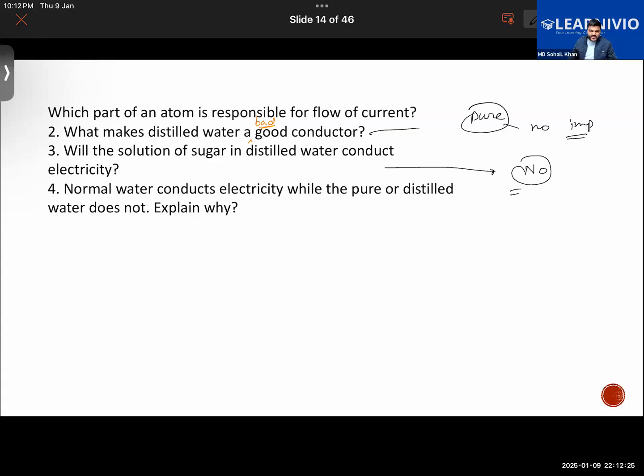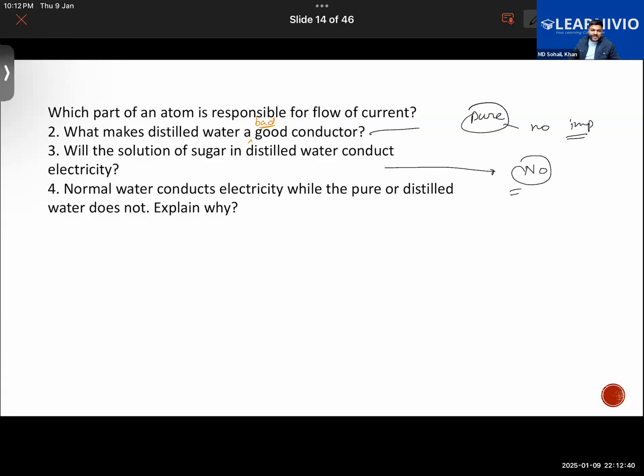And having impurities means that it will split up into ions. Upon passing of electric current through that impure liquid, it will split up into ions, and the ions help in the conduction of electricity. So the main thing here is the ions as well.